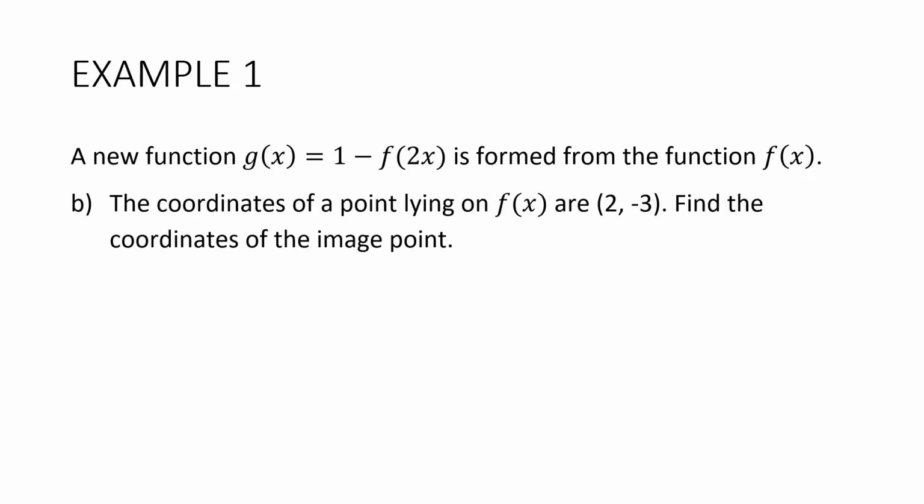B. The coordinates of a point lying on f(x) are (2, -3). Find the coordinates of the image point. So we're just going to apply those 3 transformations to this point. We'll start with the x coordinate because there's only one that affects it, and that's this horizontal dilation scale factor of half. So the 2 is going to become 1.